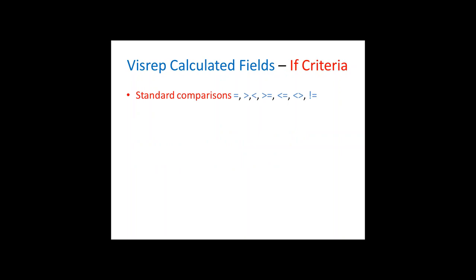The greater than, less than symbol basically is the same as not equal to, as is the exclamation mark and equal as well. Each of these also has text equivalents, which I didn't put there, but EQ for equals, GT for greater than, GE would be greater than or equal to, NE is not equal to. So if we're comparing numbers and things like that, those standard comparisons you should be fairly used to from your experience within Visrep as it is. However, there are some other ones that can be quite useful.